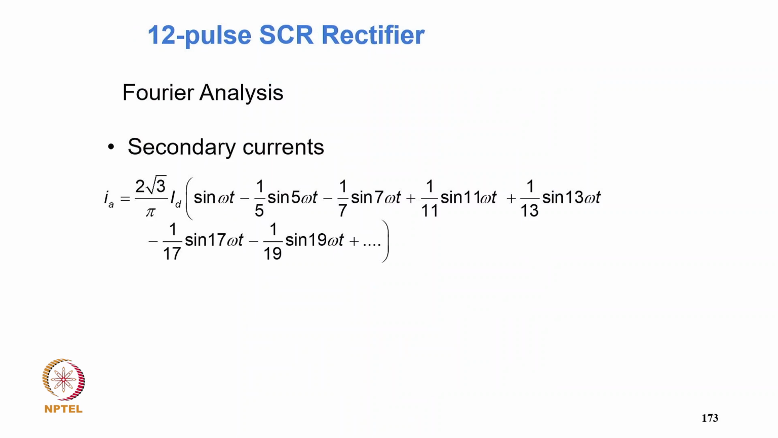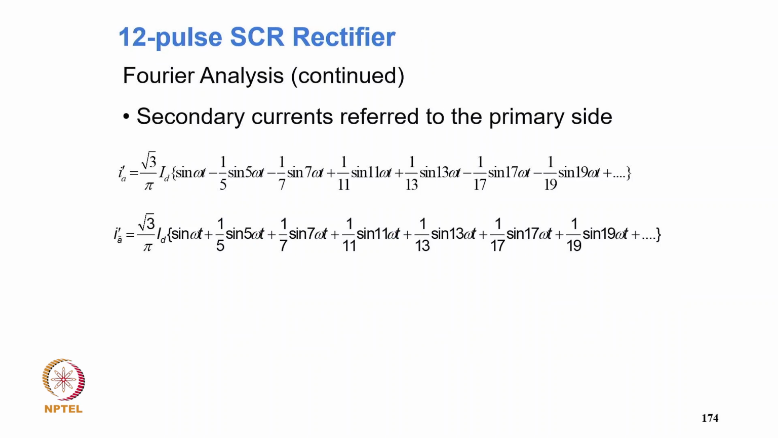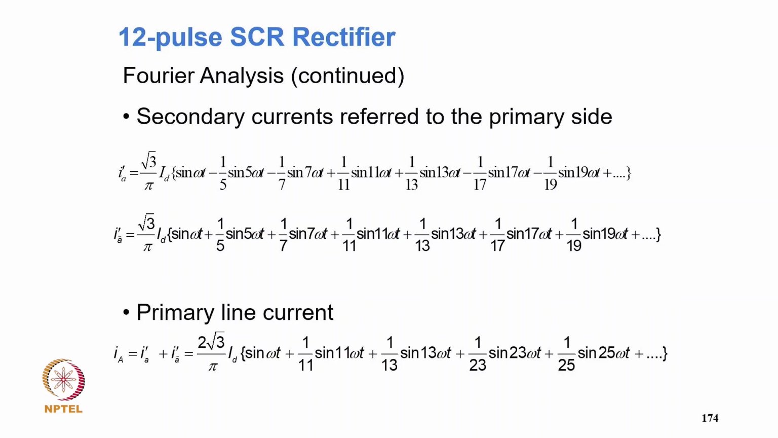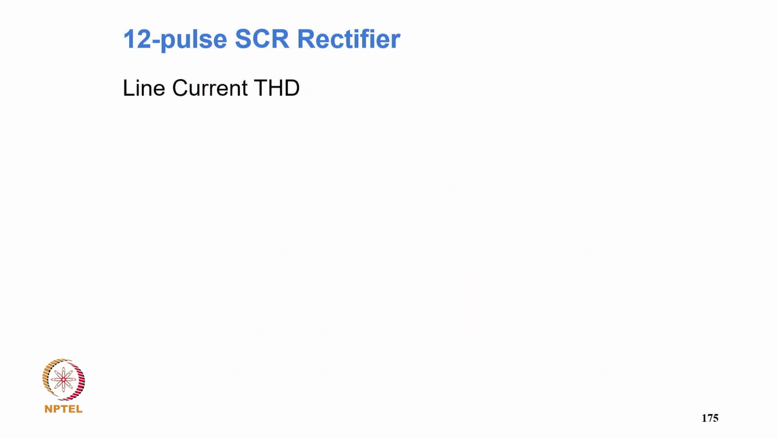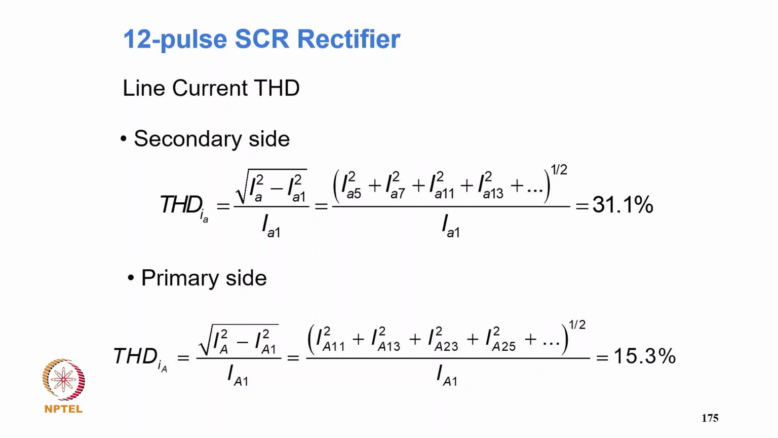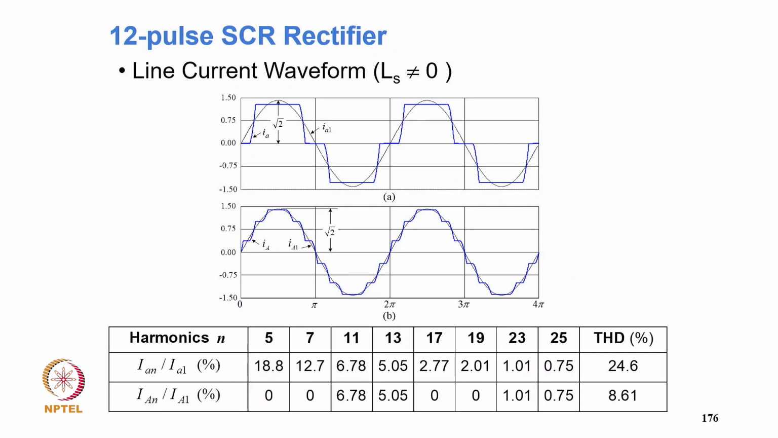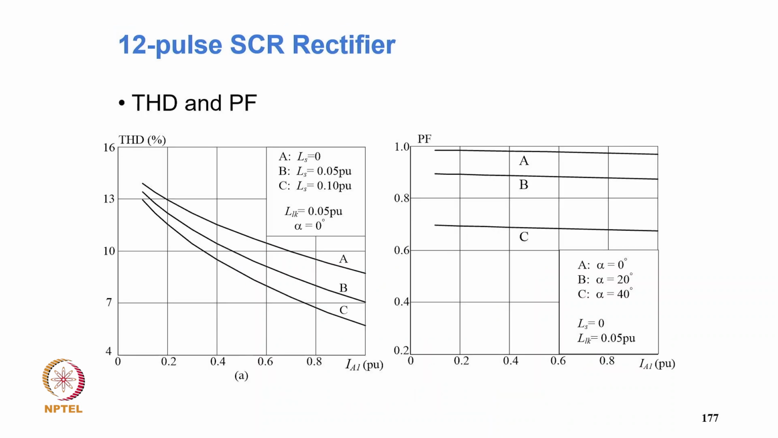So coming to Fourier series, this is a Fourier series from one 6 pulse and another 6 pulse, and then typically the net. So net you will find by adding, you will find primary current, your 11th is the lowest and 13th, then another band of 23, 24. Now coming to line current THD here for 12 pulse, I1 is divided by I1, so it comes typically in the order of 15%. And here on the primary side it goes to 15%. And with the zero source impedance, and with the source impedance, the THD reduces from 24.6% to 8.61%. And this is how source impedance affects the THD as well as power factor.